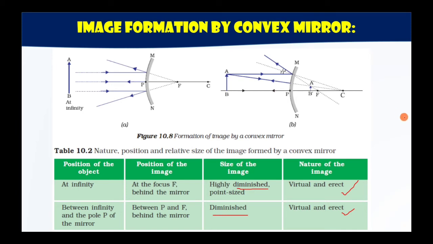So indirectly you are having one more hint also. For practical applications, in routine use, whenever you want a smaller image of a larger object, you will definitely use a convex mirror. And if you want a virtual and erect image also, you will definitely use a convex mirror. I hope this is clear.